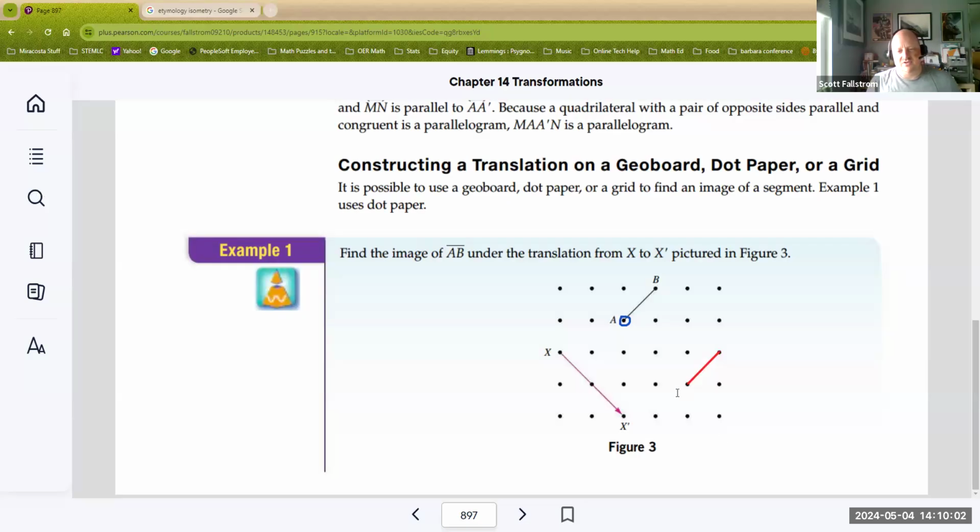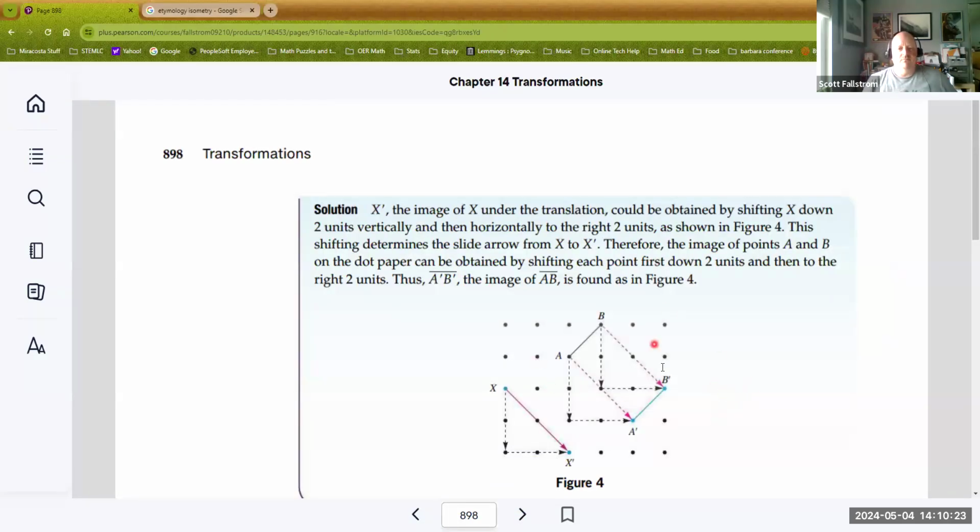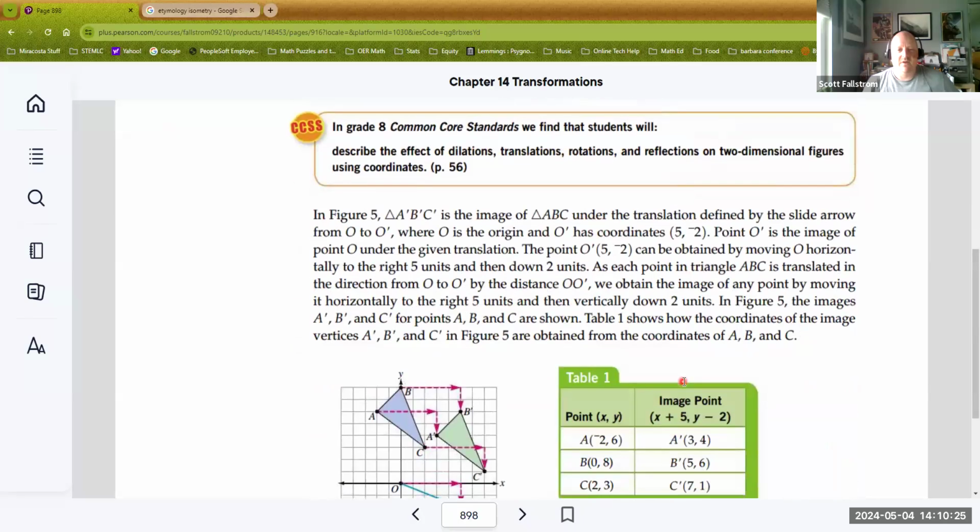And so when you come in here, just label this one as A prime. That's good. And up here would be B prime. And that is how you can do a translation. So you just slid the segment AB down and to the left. And there it is. Same type of thing.